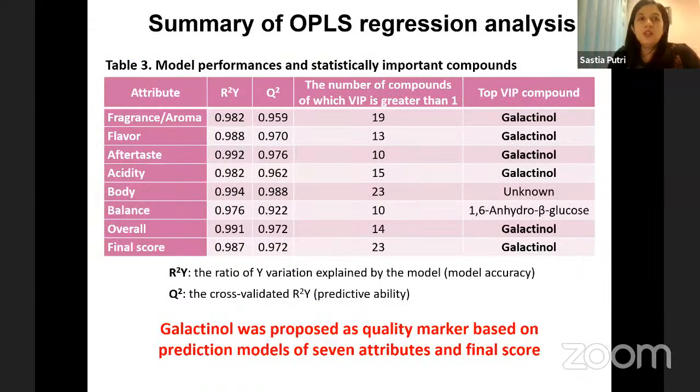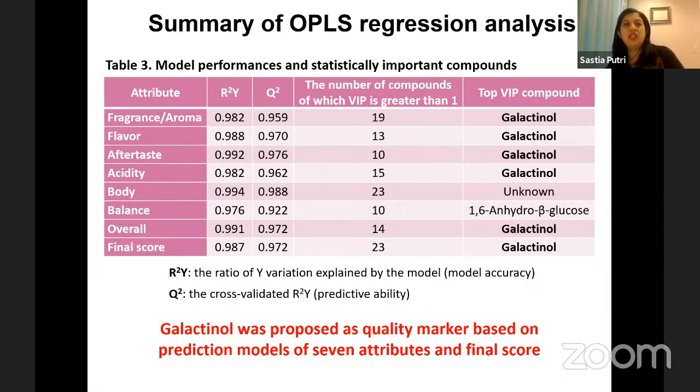We make a model using the final score as the Y variable, but we also use the individual score from each of the attributes. And we don't use all of them, because some of the attributes have the same score for all samples, so they cannot be used to make a model. Among the 10 samples, they all have the same score. So we use only the attributes that have a range of scores in order for us to make a model.